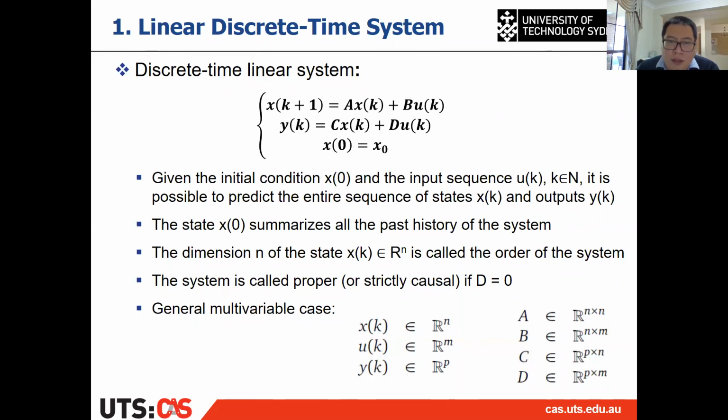If it starts at any time step which you want to make the initial state, which means at that state, it summarizes all the past history of the system. All right, then the dimension n of the state is called the order of the system. It's called the order of the system. And the system is called proper if D is equal to 0. So which means your output is not related to the input, something like that. All right, so that's the general or standard formulation of the linear discrete time system.